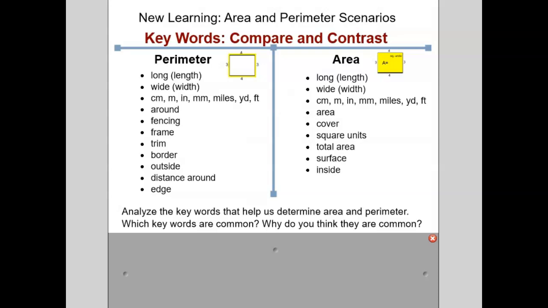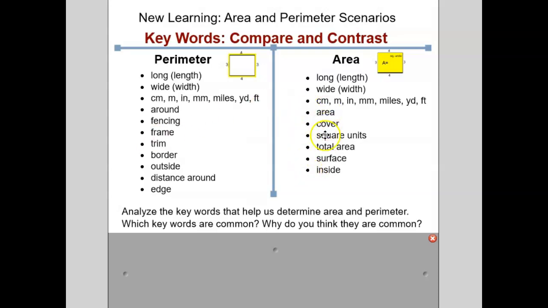So we know that there are key words that help us understand perimeter problems and area problems. Some of these key words, they share, like long or length, wide or width, and different units. But some of their keywords are very specific just to perimeter or just to area. For example, perimeter keywords are around, fencing, frame, trim, border, outside, distance around, or edge. All of these words tell me that I'm only referring to the outside edge of a shape or the perimeter to measure the distance around.